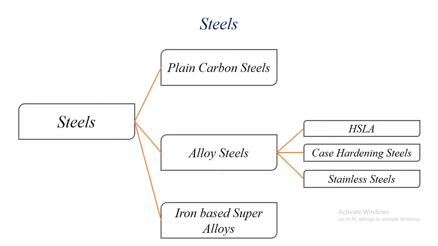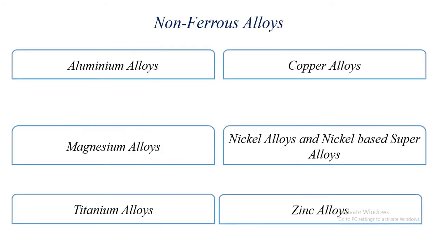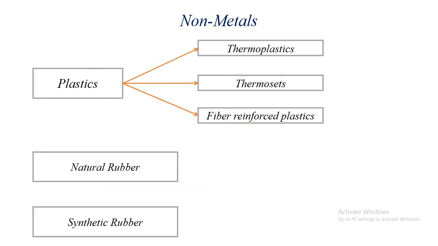Steels. Steels are broadly classified as plain carbon steels, alloy steels and iron-based super alloy steels. Alloy steels are further classified as high strength low alloy steels, that is HSLA, case hardening steels and stainless steels. Non-ferrous alloys. Non-ferrous alloys are aluminium alloys, copper alloys, magnesium alloys, nickel alloys and nickel-based superalloys, titanium alloys and zinc alloys.